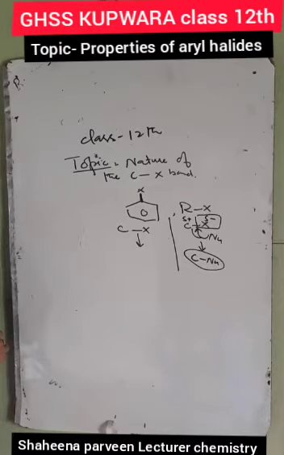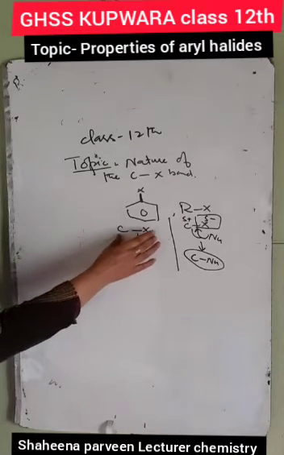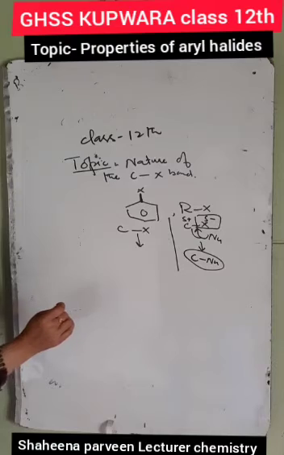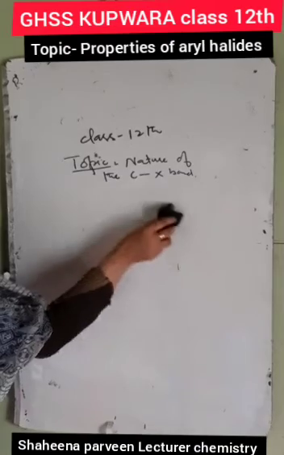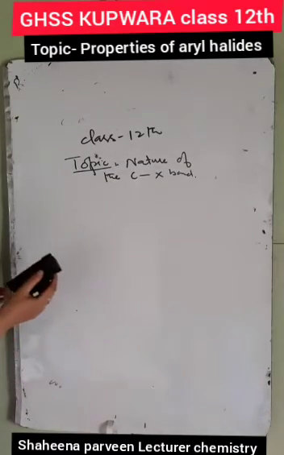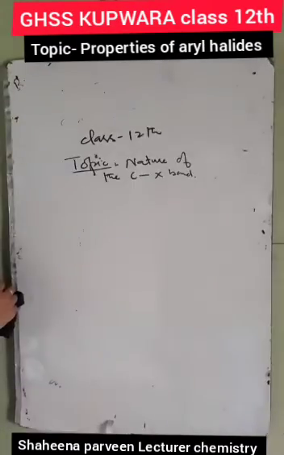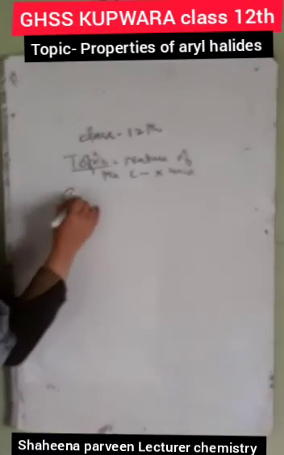Now what is the reason why the C-X bond of the aryl halides is less reactive than the C-X bond of the alkyl halides? There are various reasons behind it. We are here discussing the three important reasons why the C-X bond of the aryl halides is less reactive than that of the alkyl halides. Number first factor which explains the low reactivity of the C-X bond of aryl halides, that is the conjugation effect.